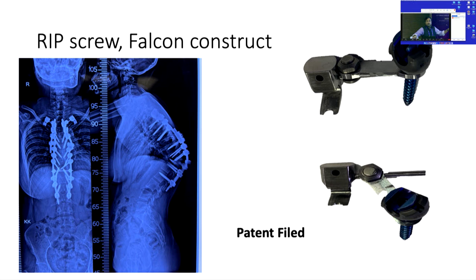This is the rib screw which we have designed. This is called the rib pedicle screw. So this is to reduce the proximal junctional kyphosis at the top. And we make it a falcon construct where the hooks go onto the rib also. So it gives a very good support in the proximal area.